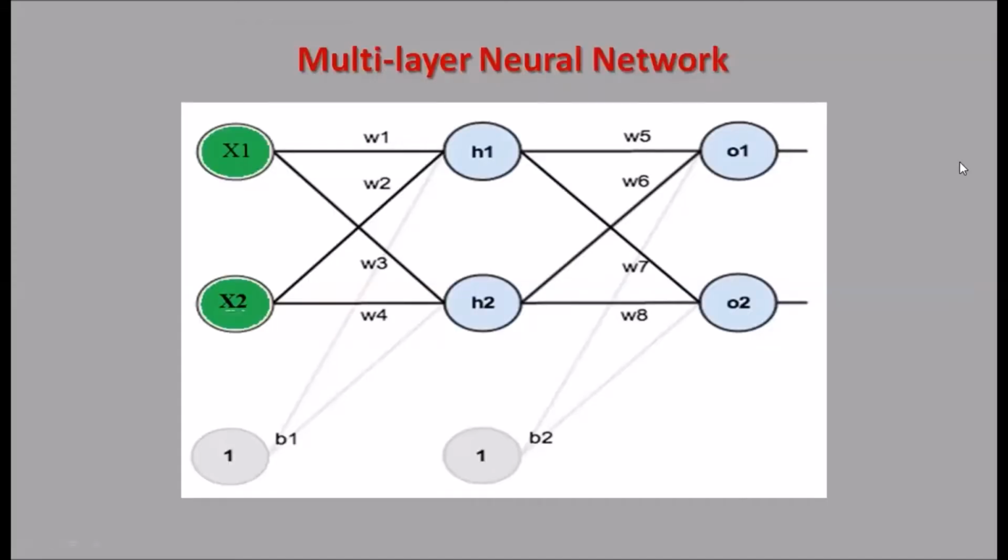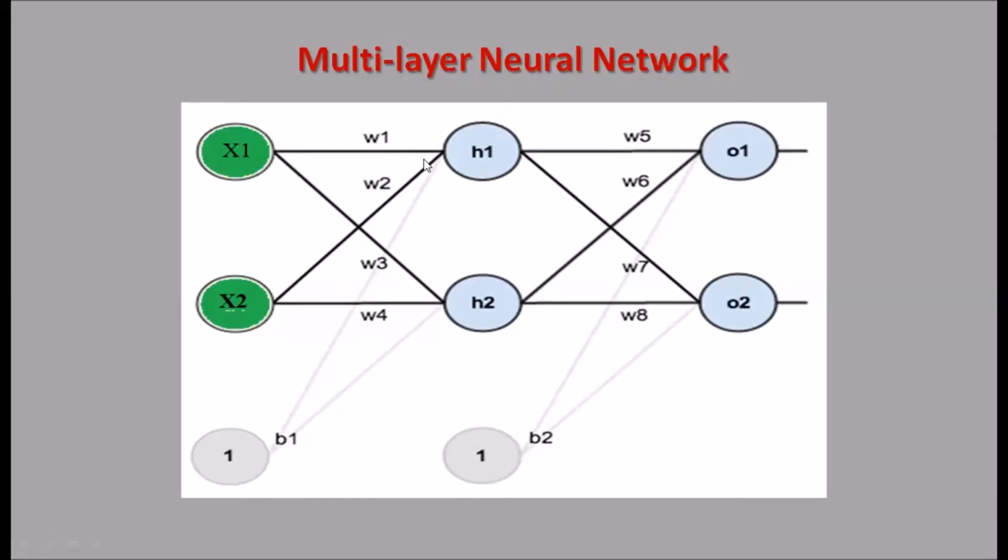So this is the multi-layer neural network. Now we want to check how to train this multi-layer neural network. This is an example of a multi-layer neural network. Here we are considering two inputs, X1 and X2, and these branches from X1 are connected to the hidden layer. Here there is only one hidden layer, and this hidden layer has two nodes, H1 and H2.